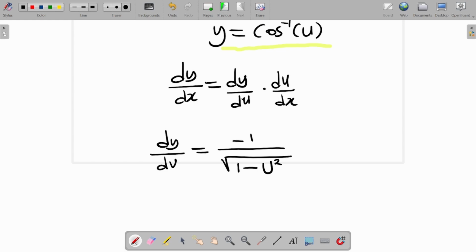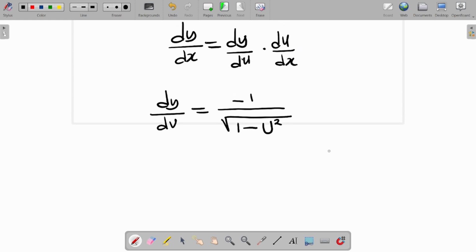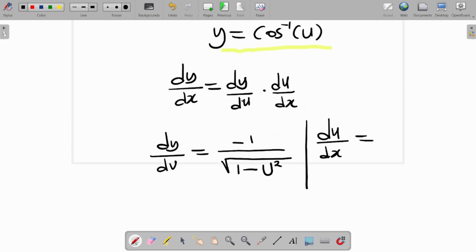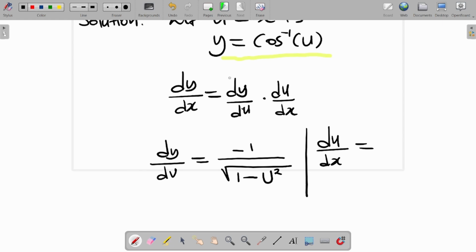Next, let us find du/dx. Let's find it on the side here. What is our u? Our u was given by x squared plus 3. So differentiating, you drop the power, you get a 2 there, and reduce the power by 1. This is our du/dx, which is 2x.